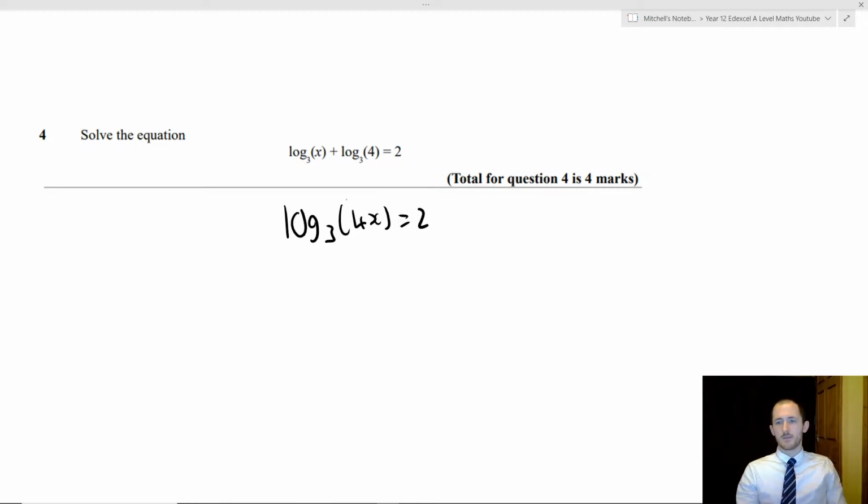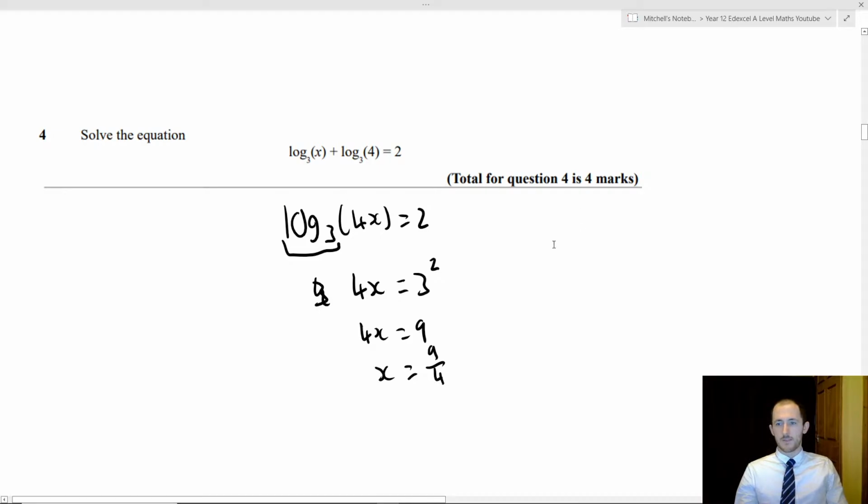And again, because we want to get rid of a log to the base 3, we're raising everything to the power of 3. I know the way I'm saying that doesn't sound right. I'm not cubing everything. I'm making 3 the base of everything and putting that to the power. So on the left-hand side, that's just going to get rid of the log. And on the right-hand side, that's just going to be 3 squared. So then 4x equals 9. x equals 9 over 4.